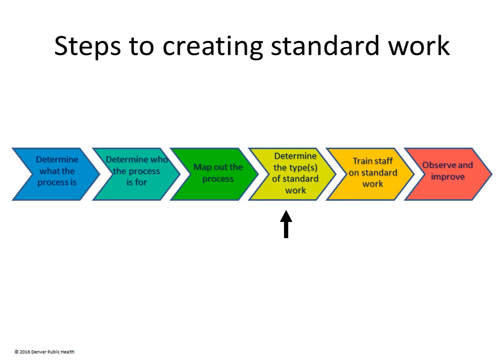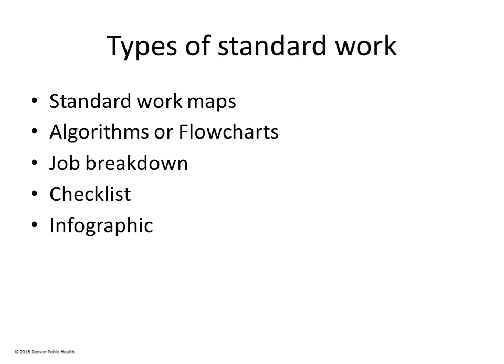Once you have mapped out the process, determine the types of standard work that will be used. Then train staff on standard work, and finally observe how the standard work is being followed and make improvements as needed. Standard work can take many forms. 5 of the most common types are standard work maps, algorithms or flowcharts, job breakdown, checklist, and infographic.